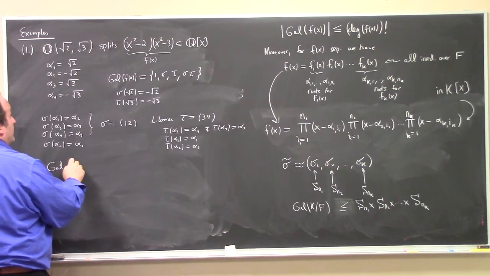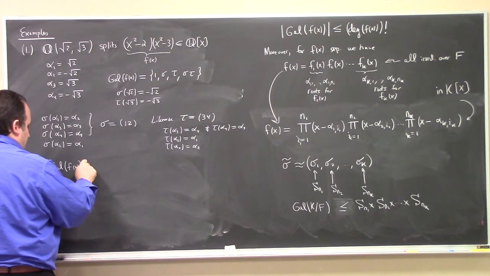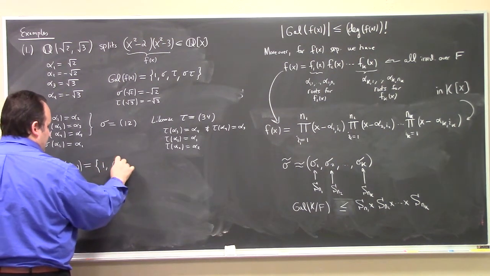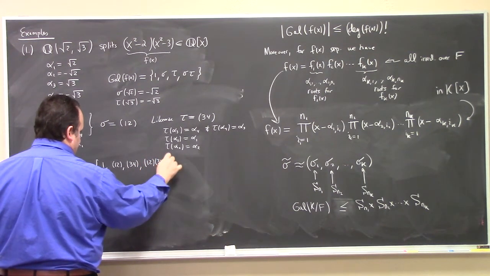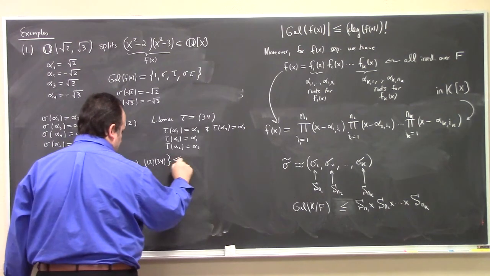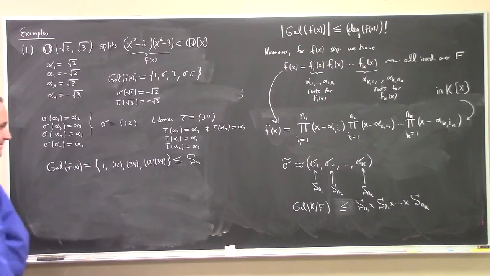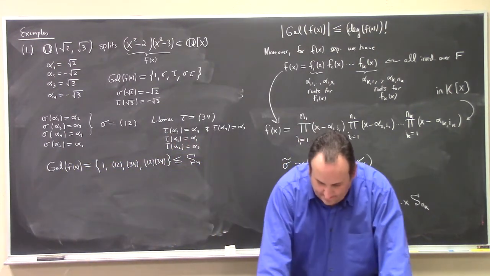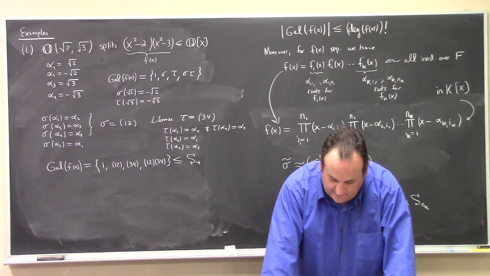of this f of x is equal to the identity, the 1-2 cycle, the 3-4 cycle, and the product of the 1-2 and 3-4 cycles. And that's a subgroup of S4. So in fact, this is the Klein 4 subgroup, because it's got 3 subgroups of order 2.